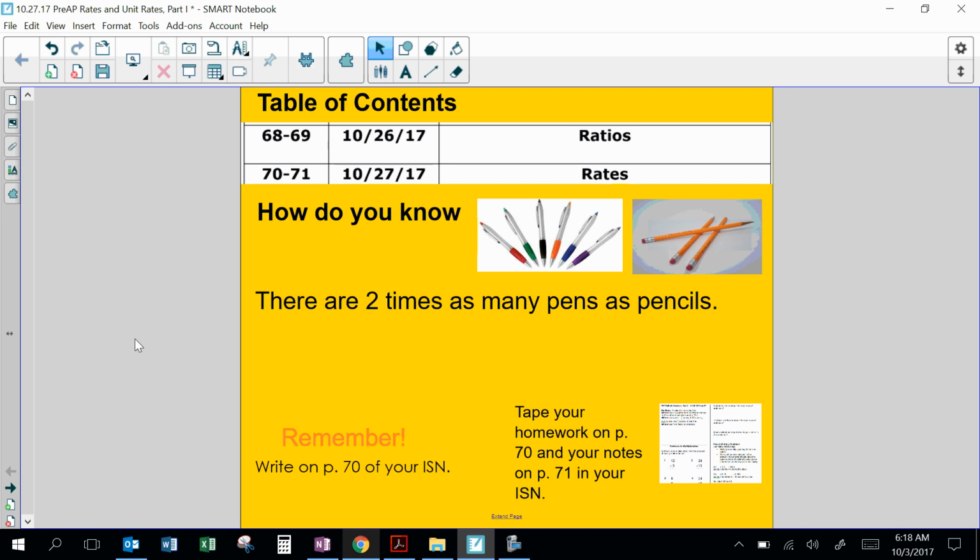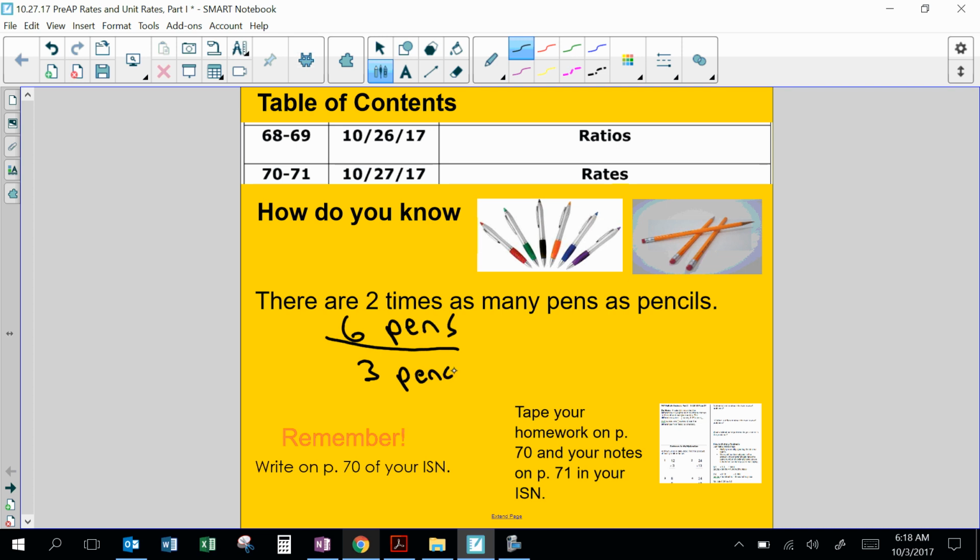How do you know? I see 6 pens and 3 pencils. How do you know that there are 2 times as many pens as pencils? Well, let's see. I see there are 6 pens and there are 3 pencils. If I multiply 3 pencils by 2, it's 6 pens. So it is twice as many pens as pencils, or 2 times as many pens as pencils.